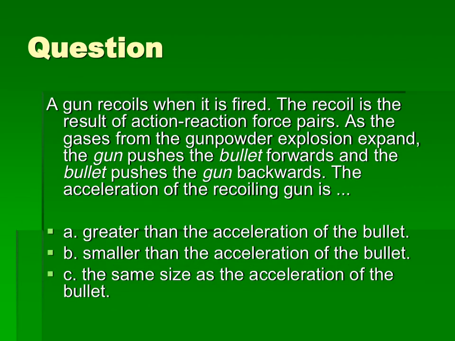So a gun recoils when it is fired. The recoil is the result of an action-reaction force pair. As the gases from the gunpowder explosion expand, the gun pushes the bullet forward and the bullet pushes the gun backwards. The acceleration of the recoiling gun is greater than the acceleration of the bullet, smaller than the acceleration of the bullet, or the same size as the acceleration of the bullet. I would like you to now pause the video and please discuss this with the person next to you.